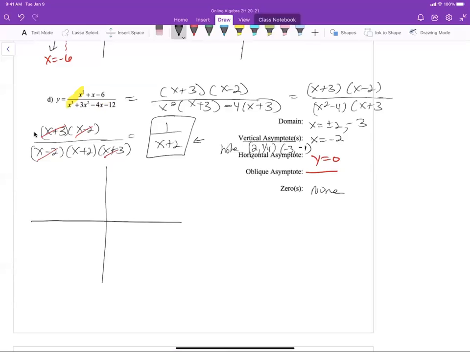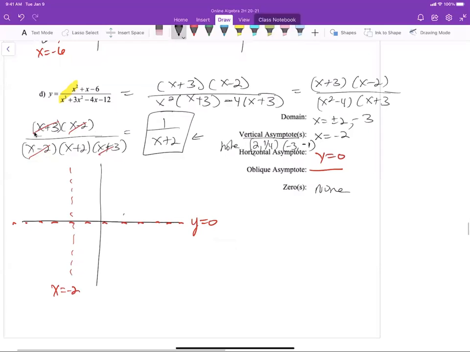Vertical asymptote is located at x equals -2. Horizontal asymptote is y equals 0. We have some holes that we need to plug in. So we have (2, 1/4), so maybe that's here. And we have one located at (-3, -1), so we'll say here.